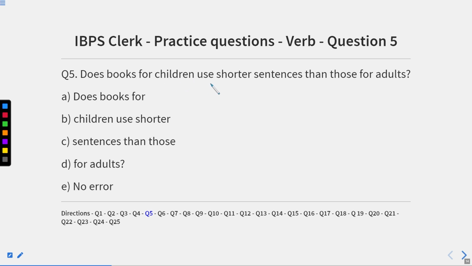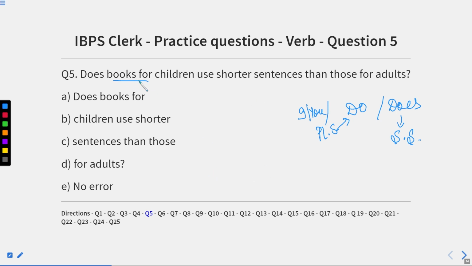Does books for children use shorter sentences than those for adults? Now, again, whenever we have a plural subject, we need to write the plural verb only. So here we have two types of word, that is "do" and "does". "Does" is actually the singular form of the verb, which is always used with a singular subject. But if the subject is I, you, or a plural subject, we use "do".